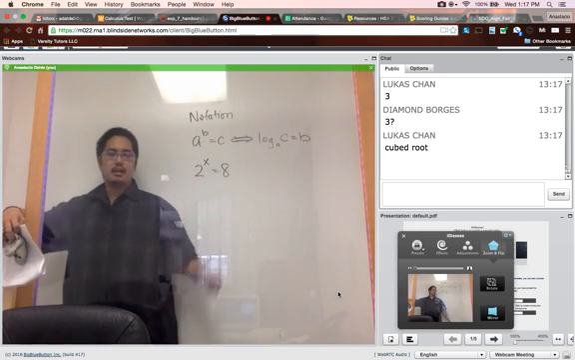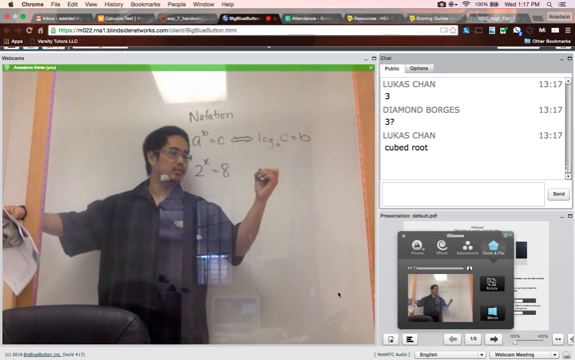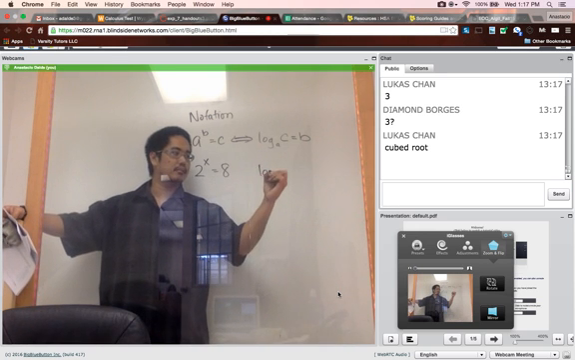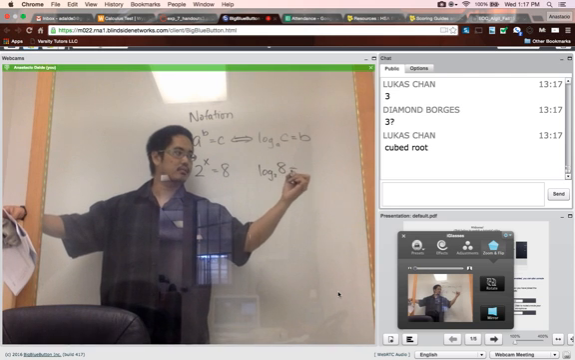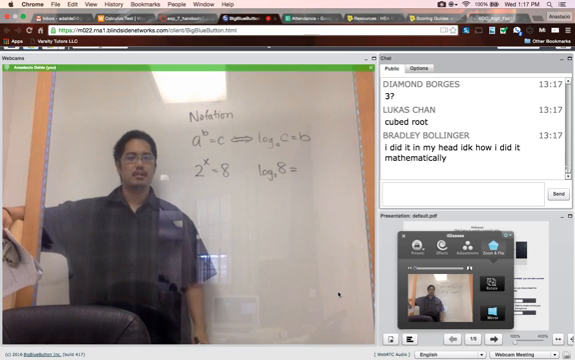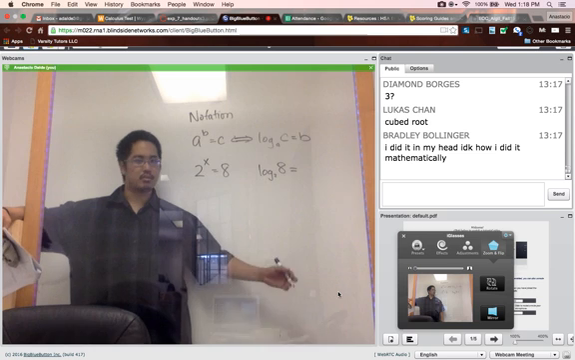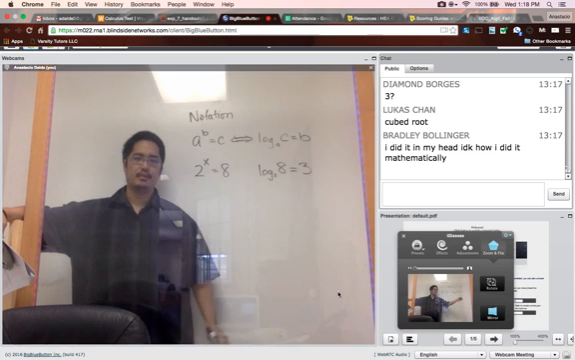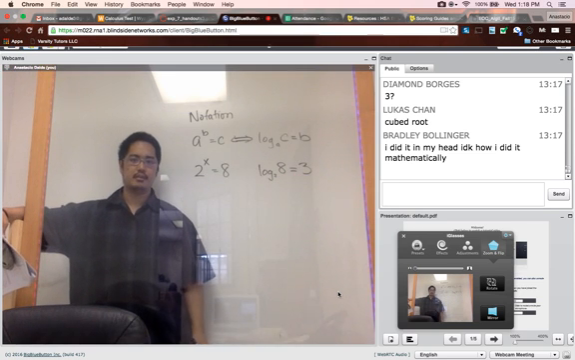Well, in log version, you can write this as log base 2 of 8 is equal to, and if you plug that into a computer, then you will get the answer. The answer is 3. Log base 2 of 8 is equal to 3.